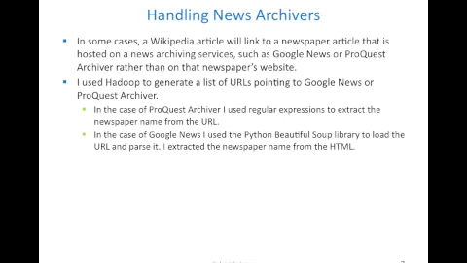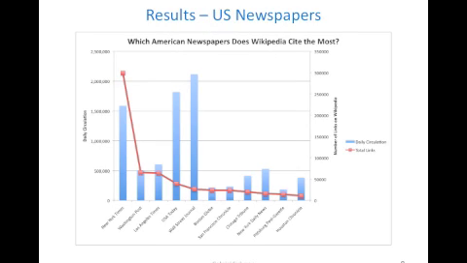In the case of Google News, it was a little bit more complex because the newspaper name is not in the URL, but it is in the actual HTML file. So I had to create a Python script using the Beautiful Soup library to actually download that URL, then parse the HTML and extract the newspaper name. And then I used the mapper and the reducer to aggregate that. All of this is described in the project report. So now I want to talk a bit about the results.